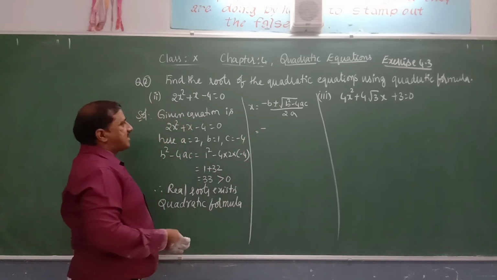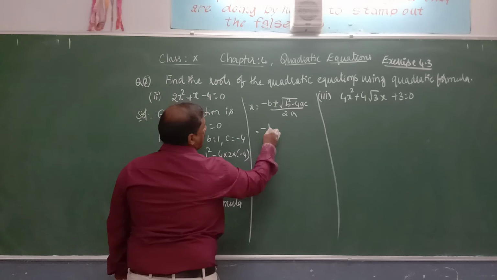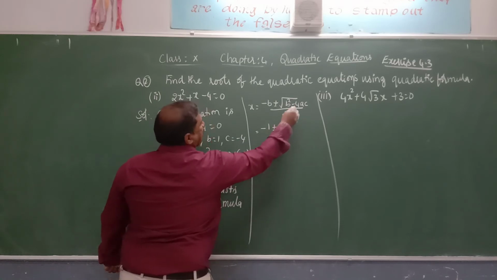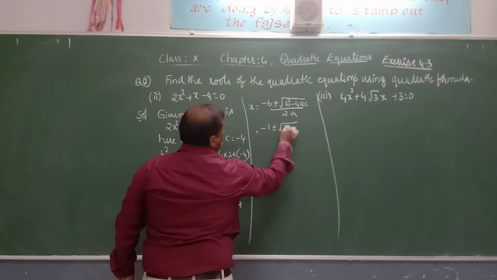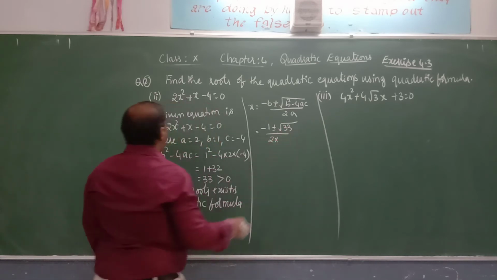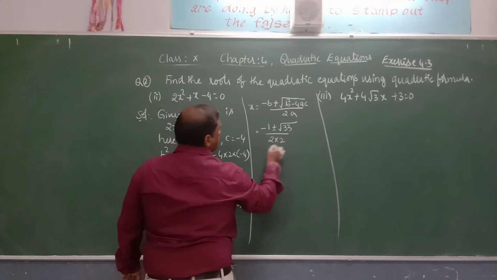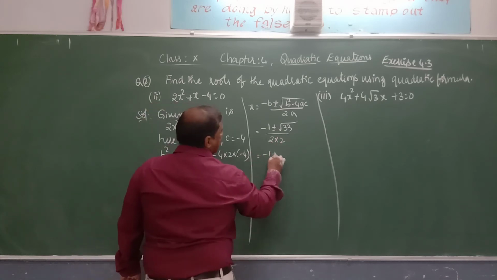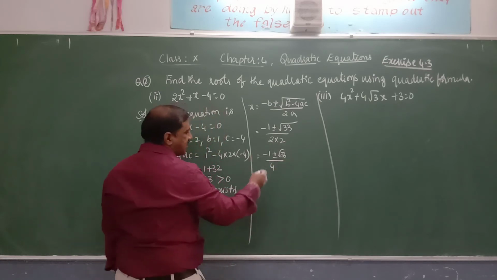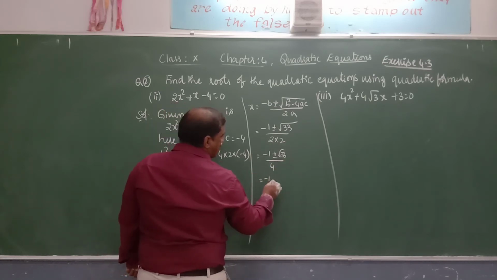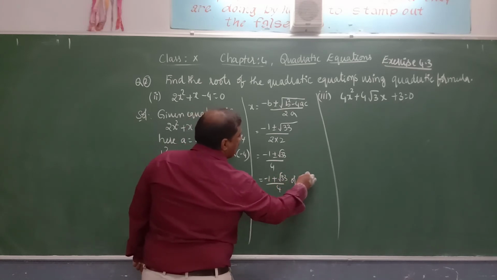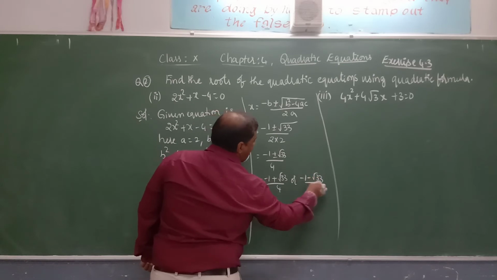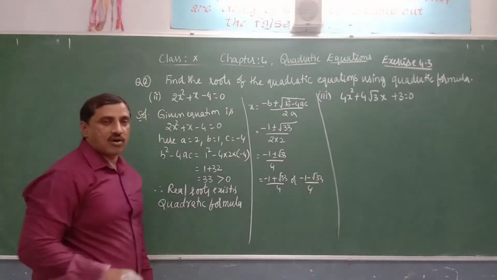Minus b is equal to 1, plus or minus square root of b square minus 4ac, we found the value already. It is 33, divided by 2 into a, which is 2. That is equal to minus 1 plus or minus root 33 by 2 into 2, which is 4. That is equal to minus 1 plus root 33 by 4 or minus 1 minus root 33 by 4 are the roots.